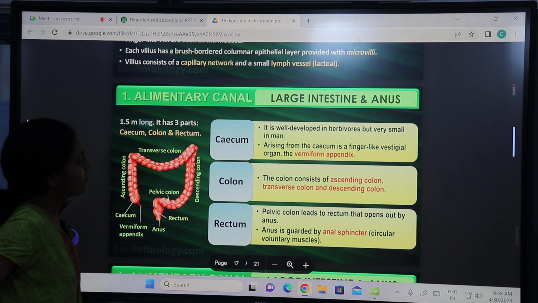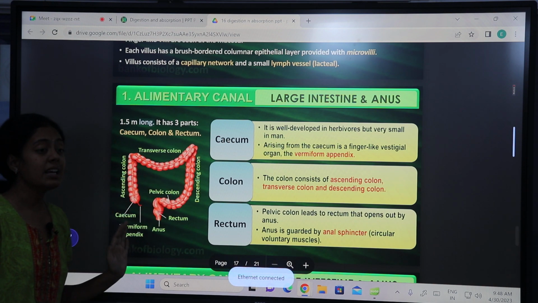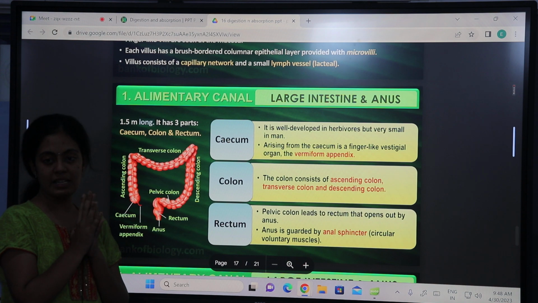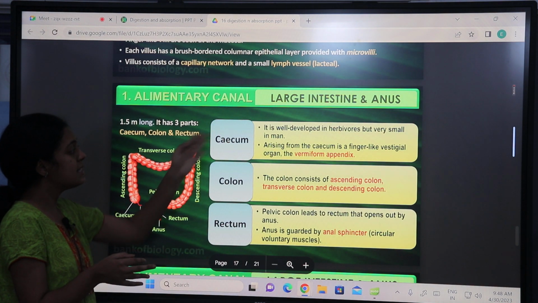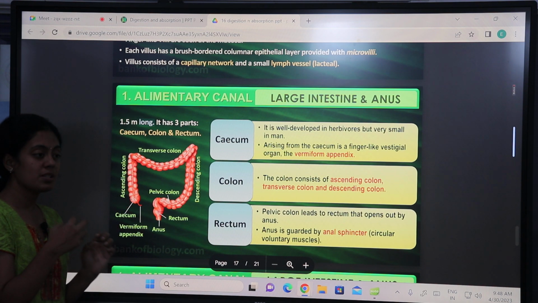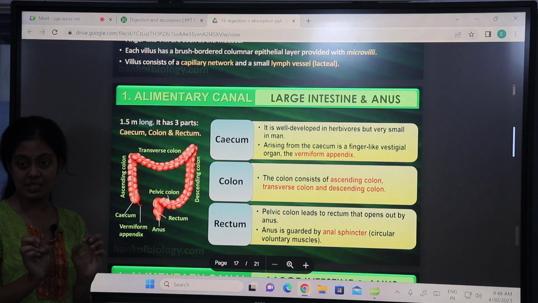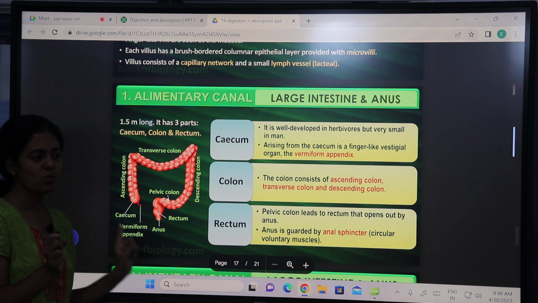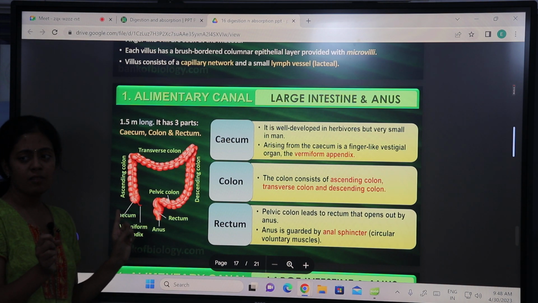Then the large intestine, we already discussed. Cecum. The cecum is highly developed in herbivores, okay? Only plant-eating animals like cows, grazing animals. They have a very well developed cecum, okay? In human beings, the cecum is very small, okay? Because of evolution, the cecum has decreased in size, and it has one very important vestigial organ called the vermiform appendix. What is vestigial? They are no more in use, or they don't have any function, okay?